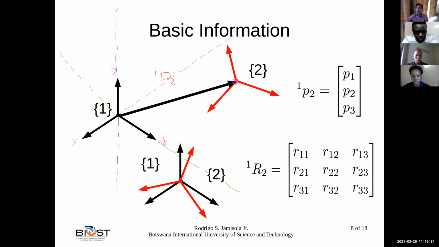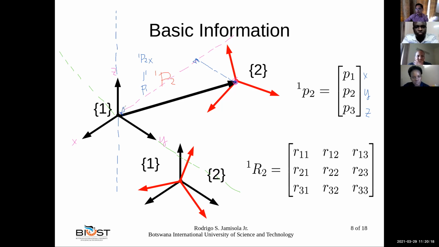Now what do we have here? When we say 2 with respect to 1, that means this point with respect to the x, y, and z components of the vector 1p2, the vector of p with respect to frame 1. So now, where is frame 1? This is x, so we say that, for example, this point is p1, which is equivalent to the x component of 1p2. This part here, and that part.